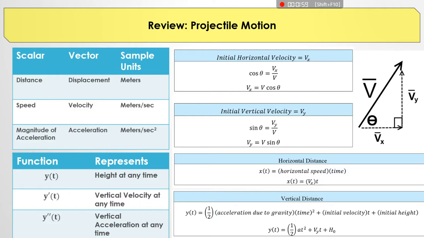Our vertical distance equation, however, does depend on gravity. So we've got this extra term here of 1/2 at squared. That a is your acceleration due to gravity. As long as you're on Earth near the surface, that acceleration due to gravity will be negative 9.8. If you're not on Earth, I will tell you what the acceleration due to gravity is on wherever you are. So for your homework, I believe you're on the moon.